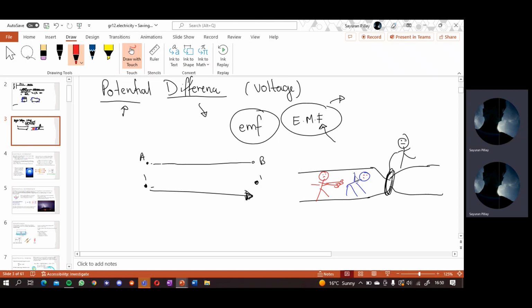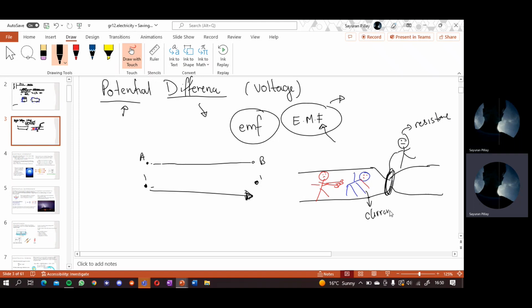So he's trying to crawl through this space. He's tightening the space, and this fellow's pushing him through. So this is a nice illustration of resistance. Okay, resistance, charge, or current, and voltage. Okay, isn't it?